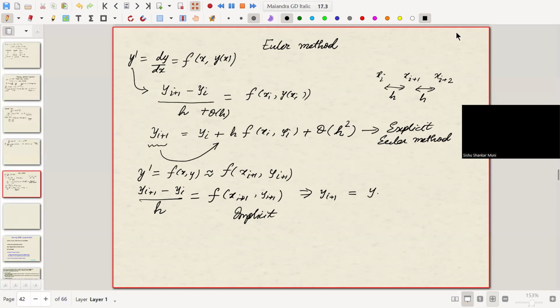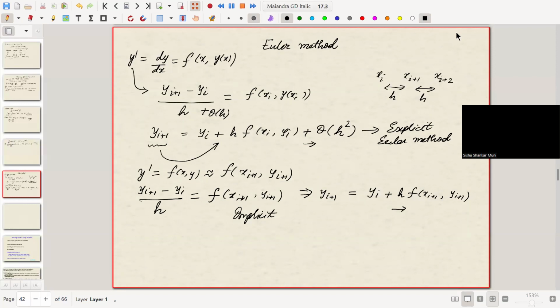So what will be this? yi plus h of... Now the question is how we will solve this. See, this equation is pretty easy to understand and compute, but non-trivial. You just can't easily interpret this equation. How to solve this? We will see a different method.